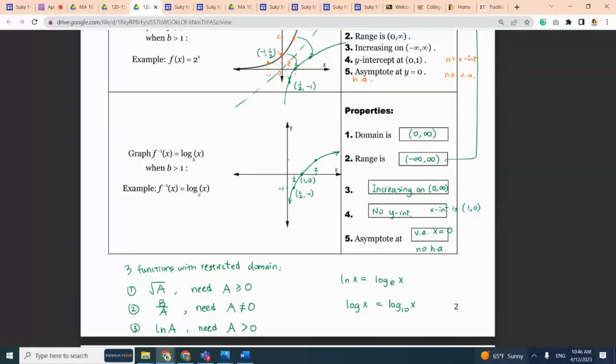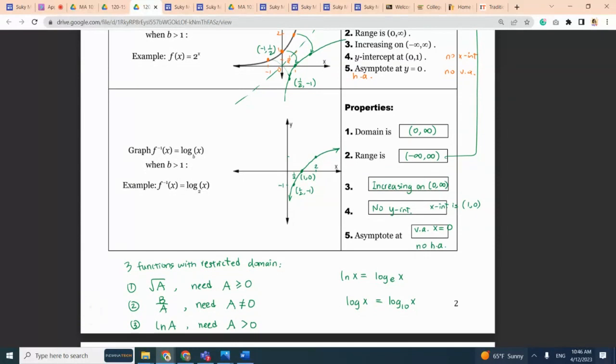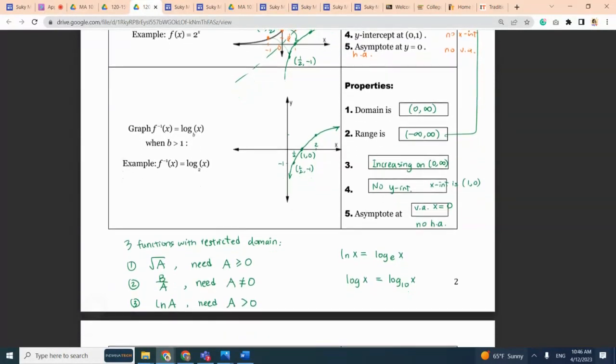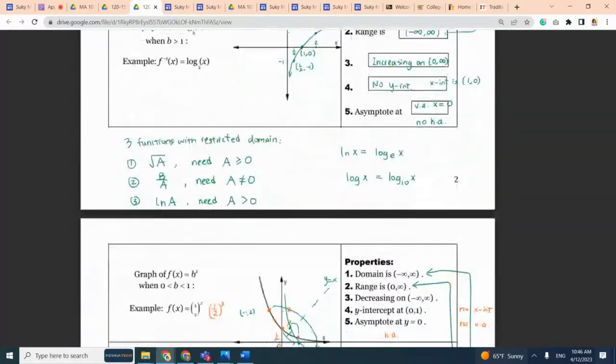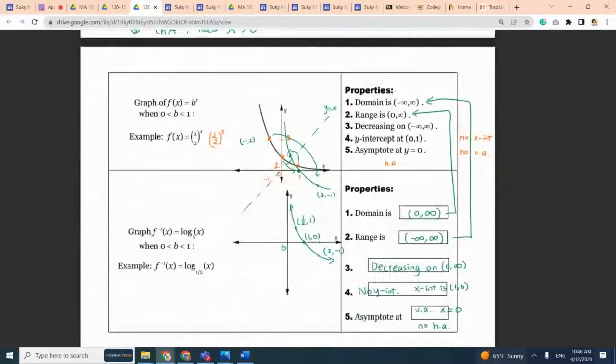So yeah, in exam 3, you will have a problem like that to find the domain. And then you'll see some log expression. Okay, keep going.